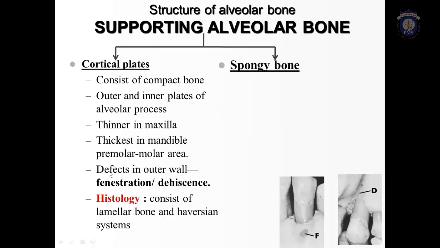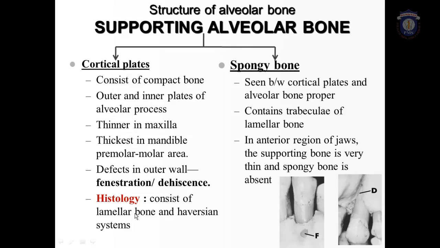So, any defect or lack of continuity of the cortical plates of the supporting alveolar bone will be termed a fenestration or a dehiscence. A fenestration is what is marked as F. This is seen as a window defect, while a dehiscence is a continuous defect which also involves the marginal bone. The histology of the cortical plates consists of lamellar bone and Haversian systems.